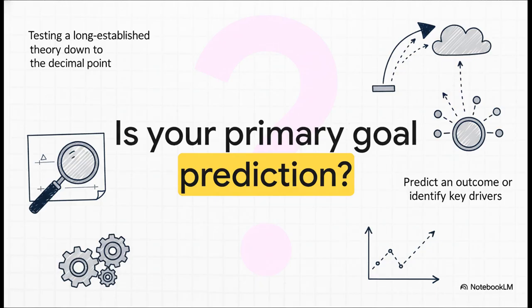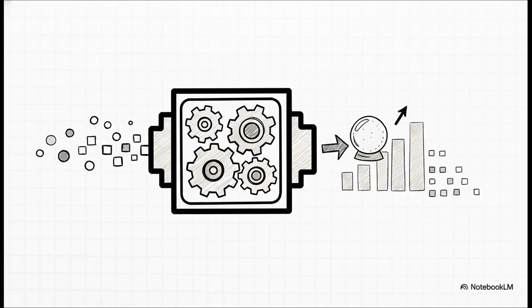Okay, next crucial question. What's the main point of your research? Are you trying to test a long-established theory down to the third decimal place? Or are you trying to predict an outcome? Are you trying to find the key things that drive a result you care about? This is exactly where PLS SEM really shines. Its entire mathematical engine is built for prediction. Its goal is to maximize the explained variance in your outcomes.